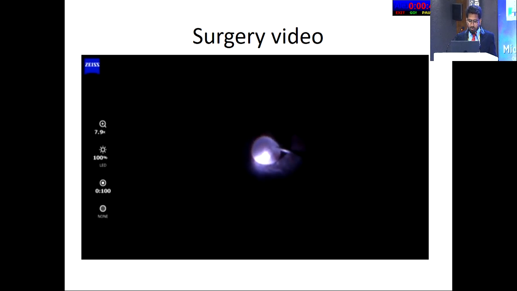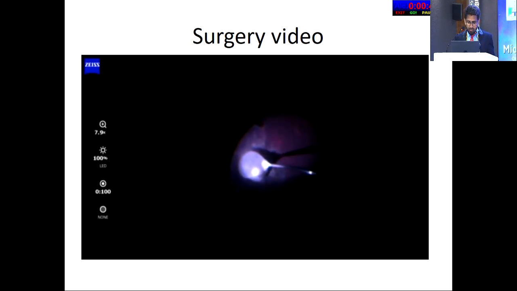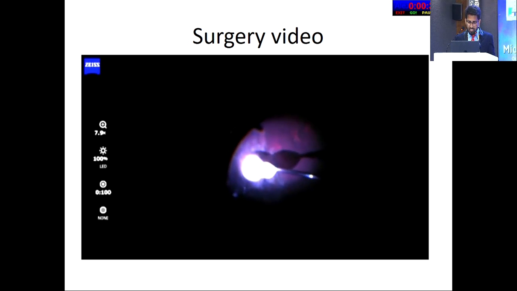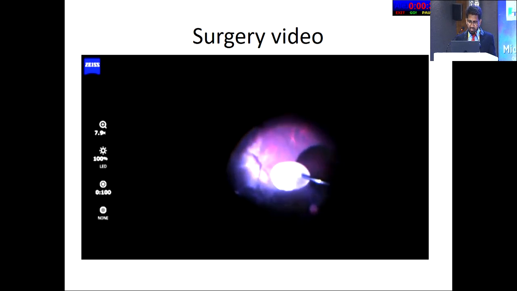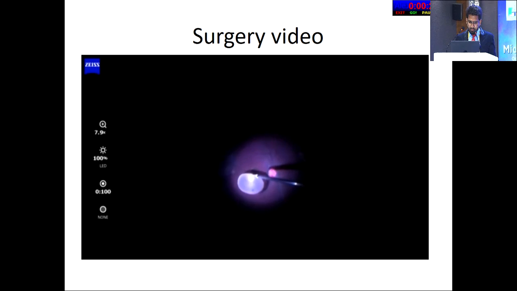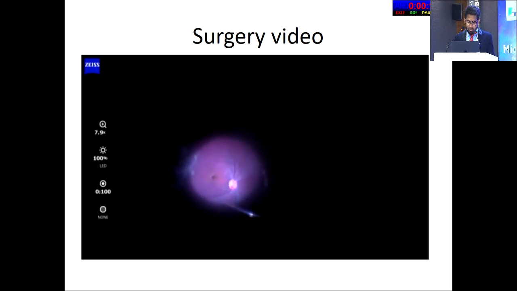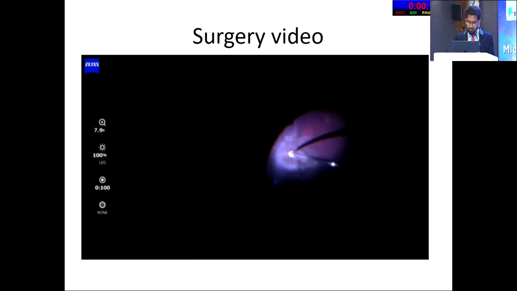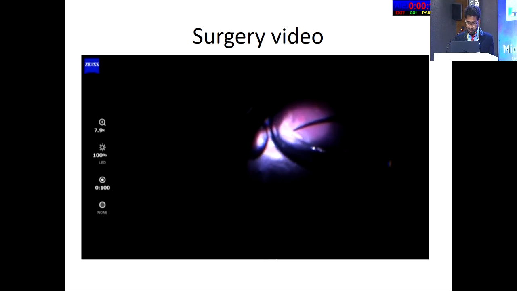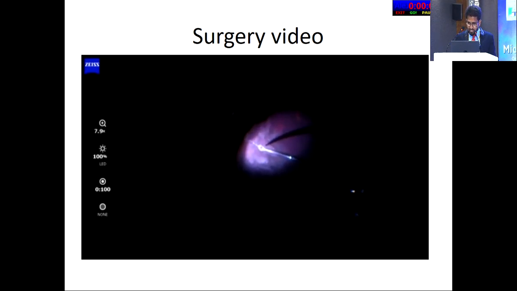Now diathermy has been used to create a small retinotomy with soft tip extrusion. We have removed that subretinal cyst into the vitreous cavity without rupturing it. Now we use the high speed vitreous cutter. There are no cyst fragments released in the vitreous cavity, so there is less chance of any vitreous reaction in the post-op period. Then laser has been done.